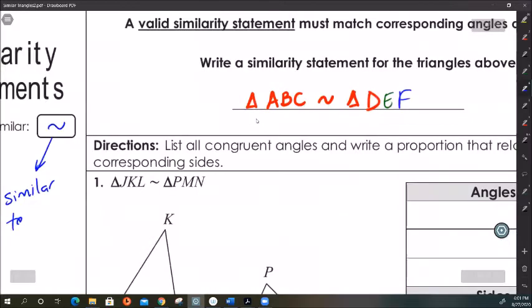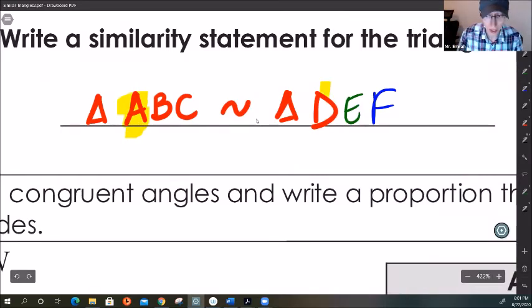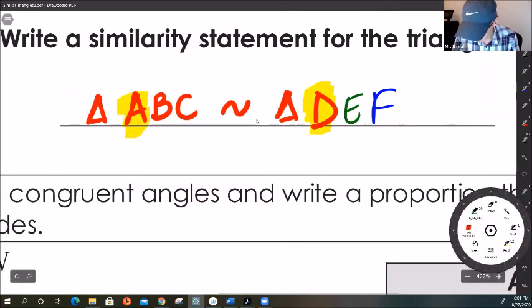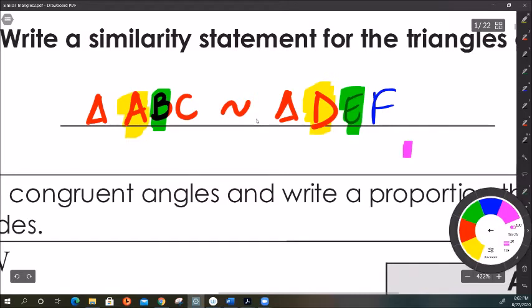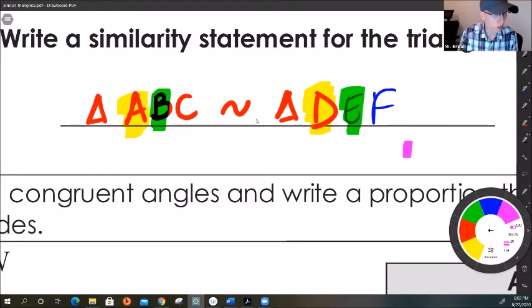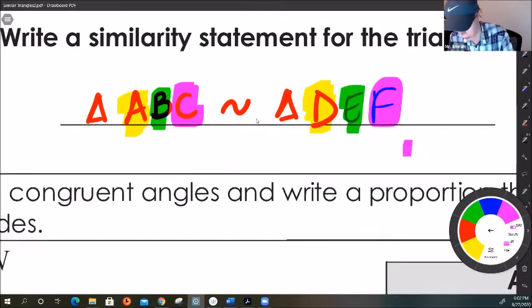Because when I look at this statement now, if you can correctly write this statement, you can tell me the corresponding angles. I know that angle A is congruent to angle D because they are corresponding. And I also know that angle B corresponds to angle E, and they are congruent to each other, because corresponding angles are congruent. If they tell me what angle has exactly the same measure in the other triangle, I know that F is, because they are corresponding angles, so they are congruent to each other.